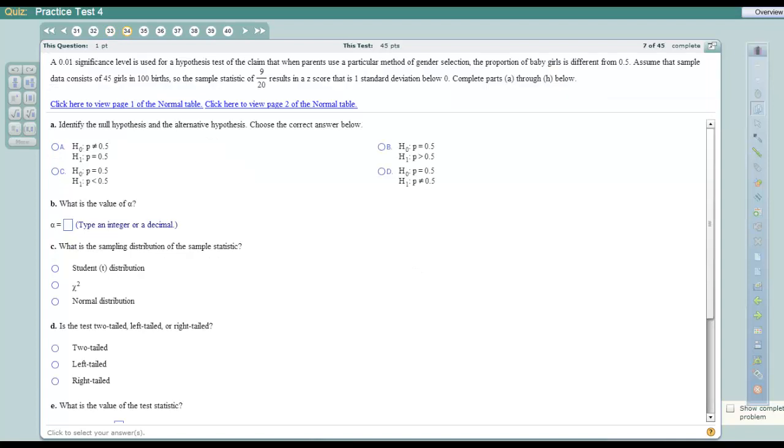It says a 0.01 significance level is used for a hypothesis test of the claim that when parents use a particular method of gender selection, the proportion of baby girls is different from 0.5. Assume that sample data consists of 45 girls in 100 births. So the sample statistic of 9/20 results in a z-score that is one standard deviation below 0. So they gave you everything already. Identify the null and alternative hypotheses. What would you say?